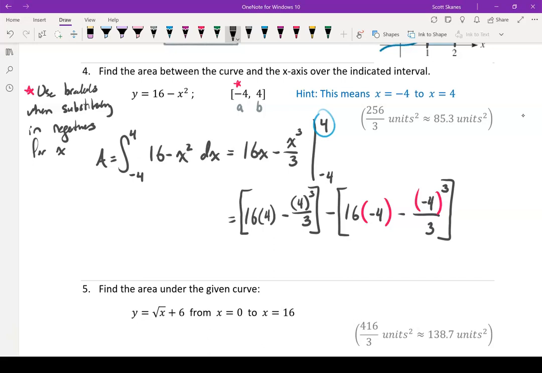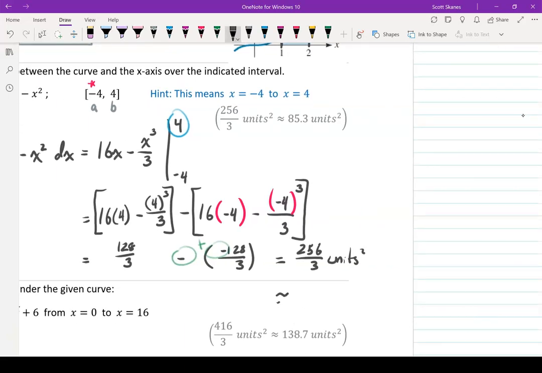Anyway, if you work out these brackets, take a moment to work them out, you should get 128 over 3. So you can pause the video and try that if you want, minus a -128 over 3. And what that gives us, those two signs combine to make a positive, right? And so it's really 128 over 3 plus 128 over 3, which is 256 over 3. And that would be units squared. And that, as a decimal, would be 85.3 units squared.